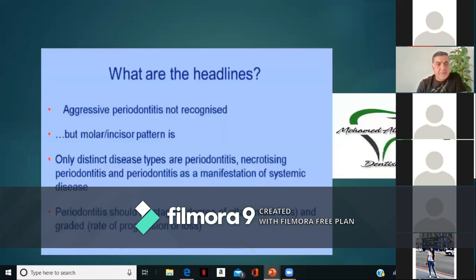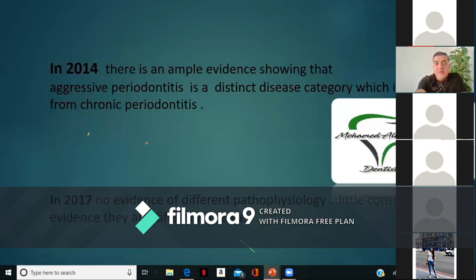Now, headlines, important points, the massive changes: aggressive periodontitis is not recognized anymore. Instead, there is what we call the molar-incisor pattern. Why? Because in 2014, can you see here, scientists and specialists told us there is ample evidence showing that aggressive periodontitis is a distinct disease category which is different from chronic periodontitis. That's why in the old classification, they considered it a specific condition.